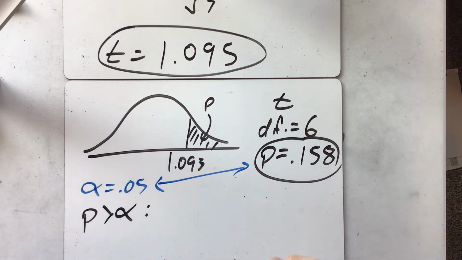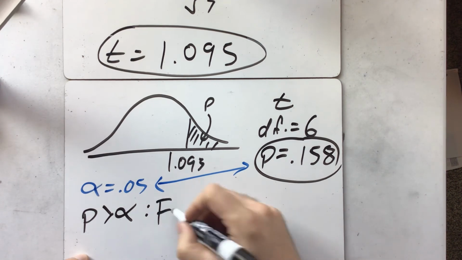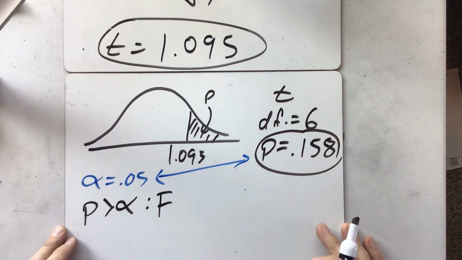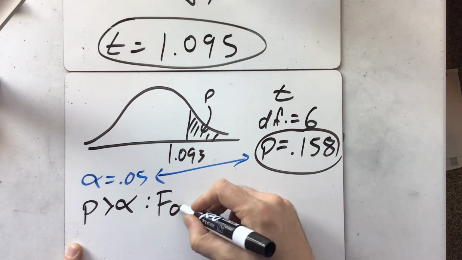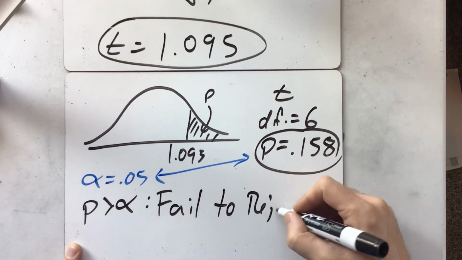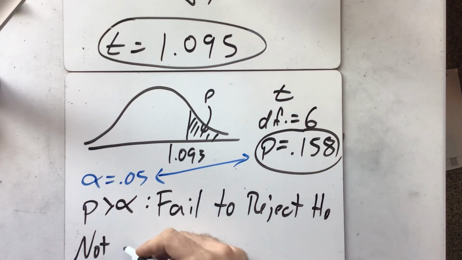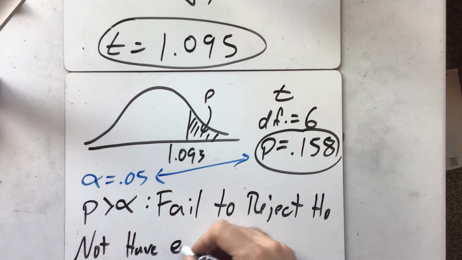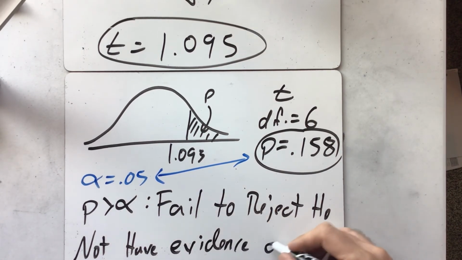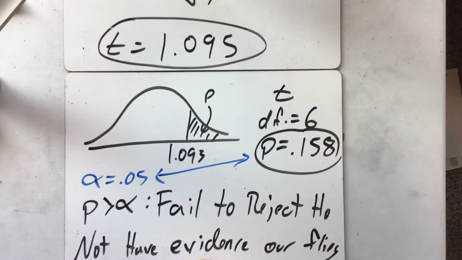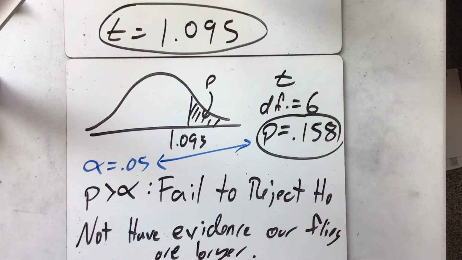So small probabilities you can reject and we're happy. Big probabilities you are unable to reject. And so we are not happy. Oh, I guess your happiness shouldn't be dependent upon what we get on a stats problem. But at any rate, we fail to reject H naught. What does that mean for our flies? We do not have evidence that our flies are larger. So we don't have evidence our flies are larger. For all we can tell, our flies might be the same size as every other fly.